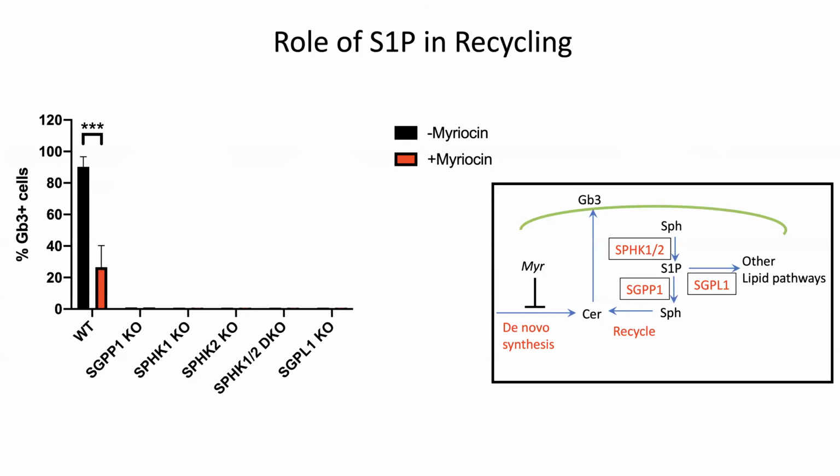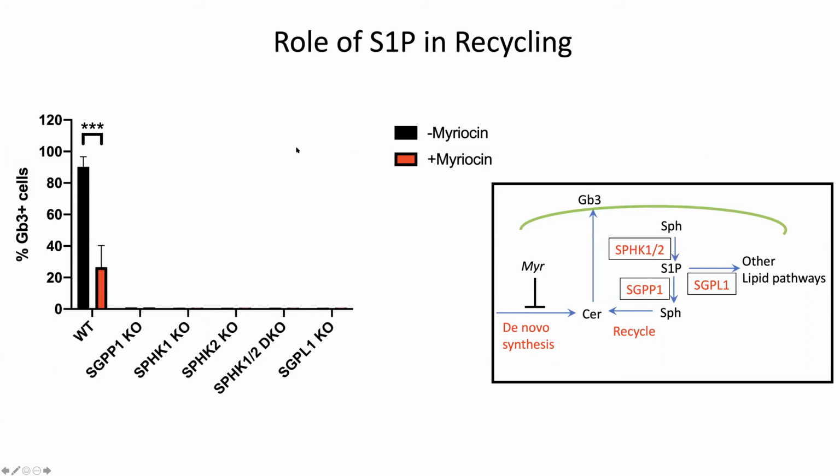So to look at the relative importance of these enzymes in recycling, Lila and Marie did an experiment where they made knockouts of all of these enzymes, sphingosine kinase 1 and 2, including the double knockout, the phosphatase, SGPP1, and the lyase, SGPL1.